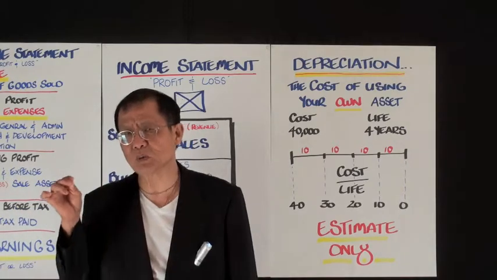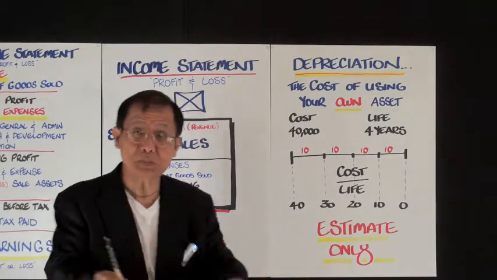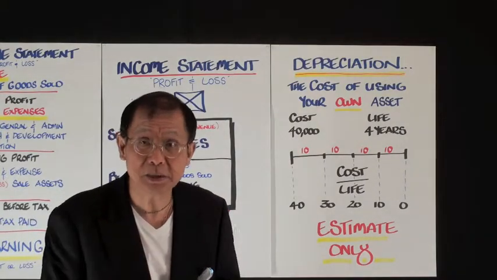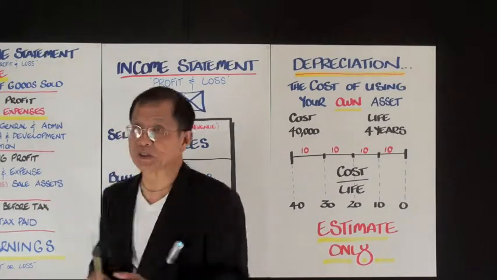But from business point of view, what is it? It's the cost of using your own asset. Just because you have your own asset doesn't mean there's no cost. There's a cost of using it, and that cost is called depreciation.